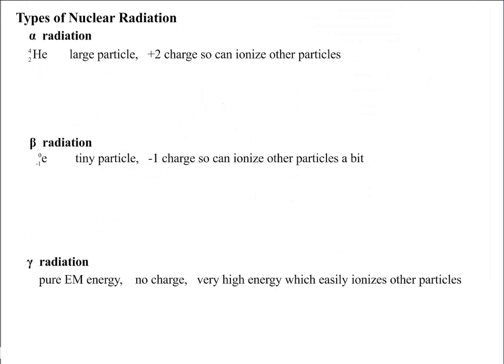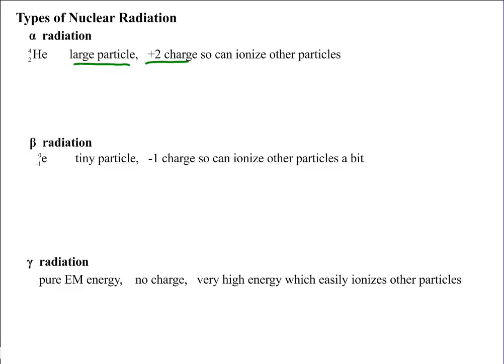Nuclear radiation is the stuff radiating or being given off by nuclei when they go through change. Alpha radiation, again, as we said, are helium particles. What we're going to do is compare these 3 types of nuclear radiation in terms of their size, charge, speed, all that other good stuff. Alpha particles are large, both in mass and in volume. They're also large in charge. They have a +2 charge.